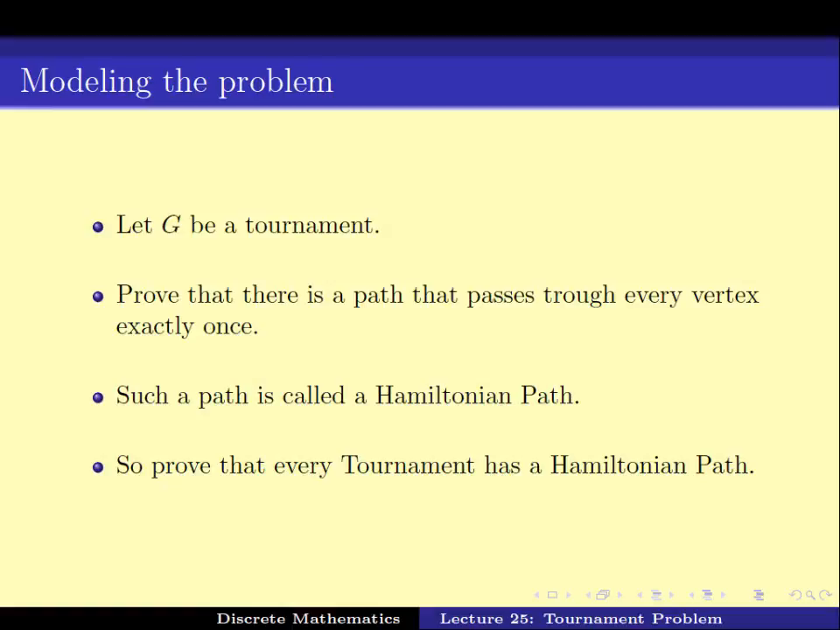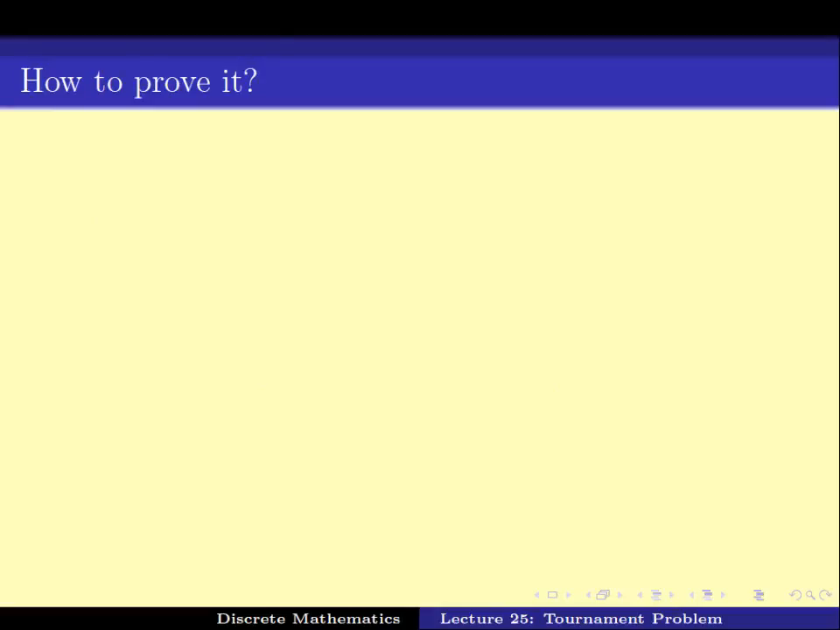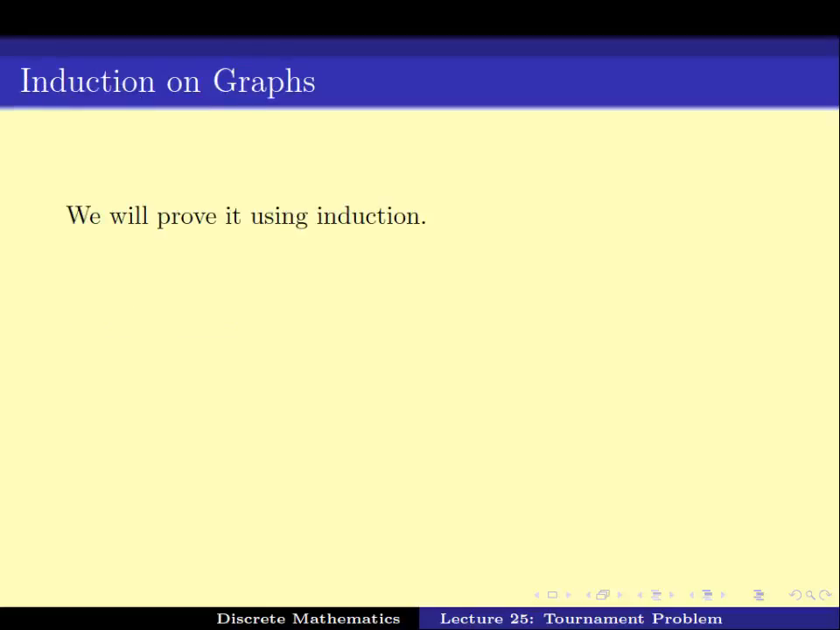Recall that we told some time ago that not every graph has a Hamiltonian path. So this is a statement in graph theory which says that every tournament has a Hamiltonian path. Now how do you prove it? Of course the hint is induction. So we prove it by induction.